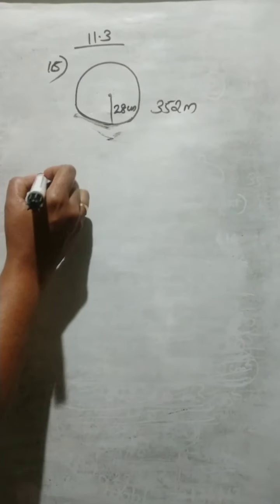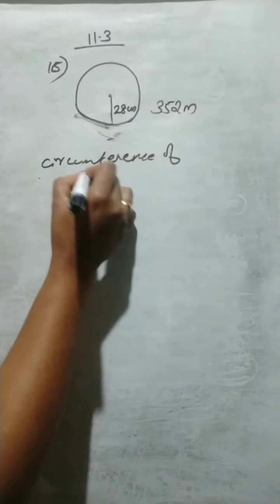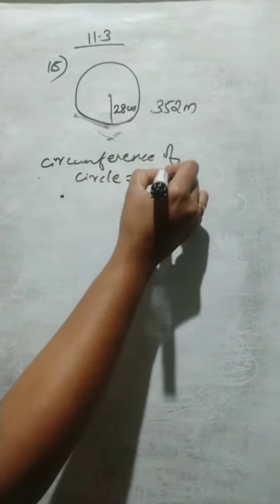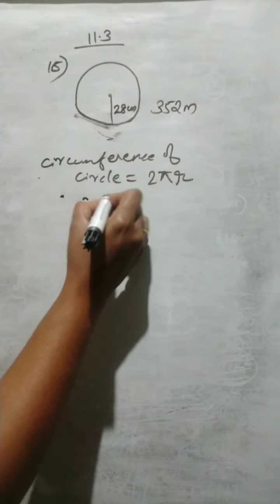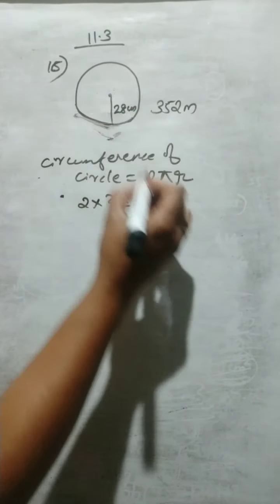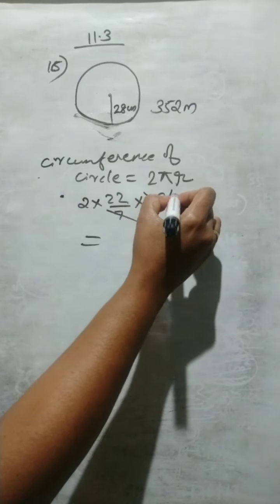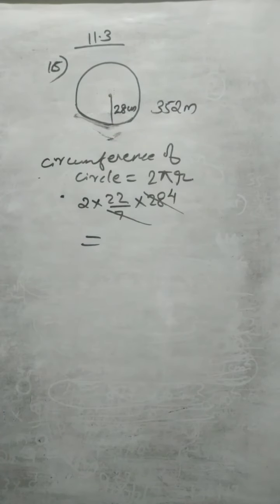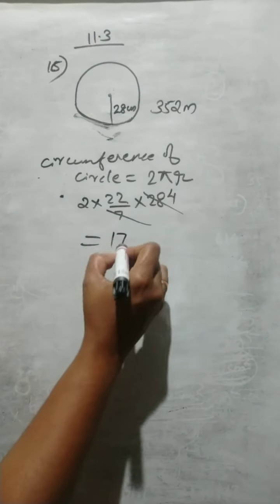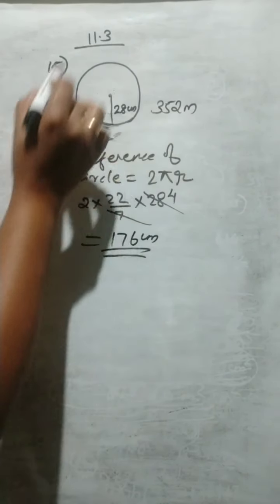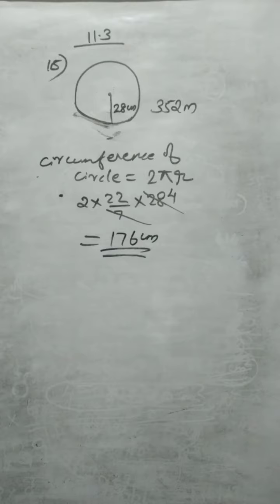So now we can find the circumference of the circle. What is the equation? 2 pi r. So 2 times 22 over 7 times the radius 28. This we can cut, 4 8s are 28. So this is equal to 22 times 8, 176 centimeter. So if this wheel rotates 1 time, it can cover 176 centimeter.